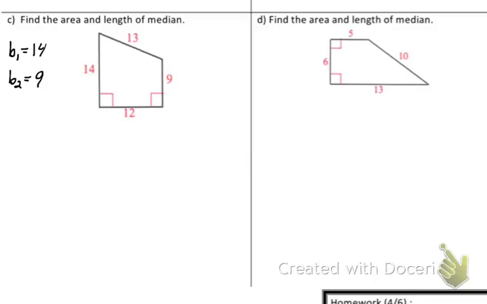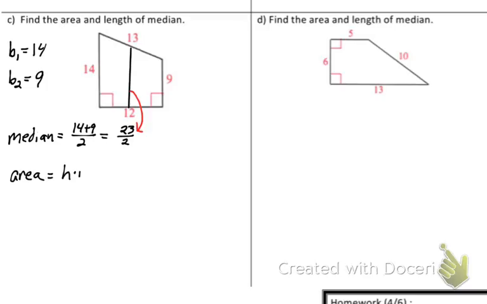So our median equals 14 plus 9 divided by 2, which is 23 divided by 2. Maybe I'll draw that in there so we can kind of see what I'm talking about. That is our median length right there. 23 divided by 2. Well, area has two formulas. The other formula we can use is h times our median.